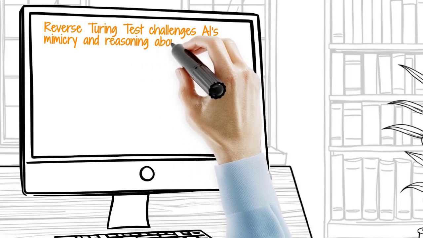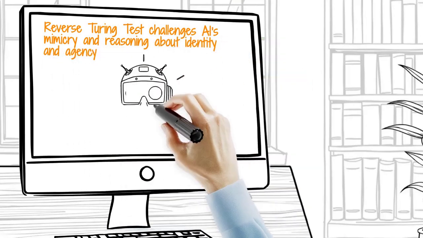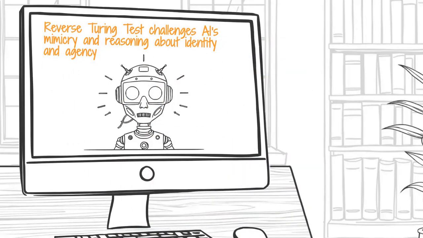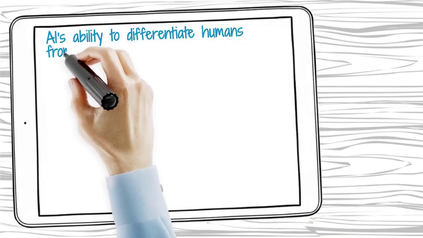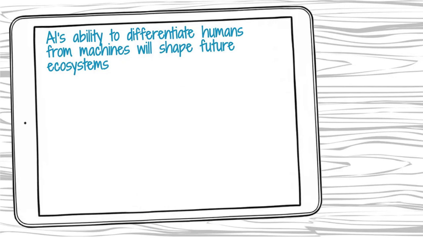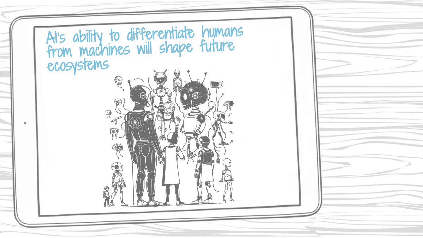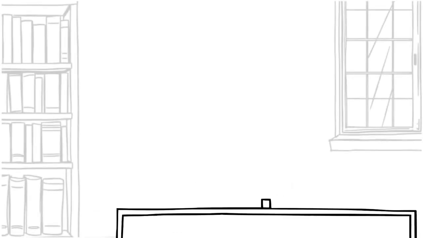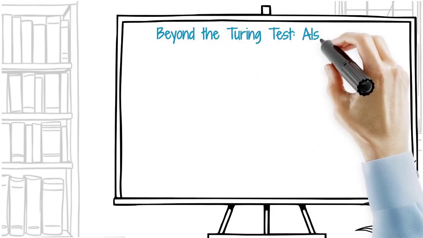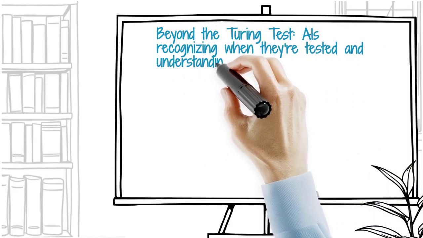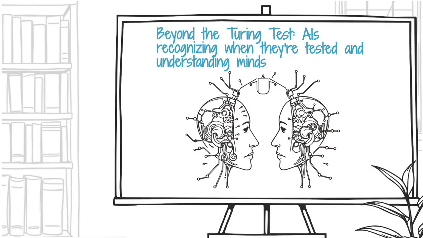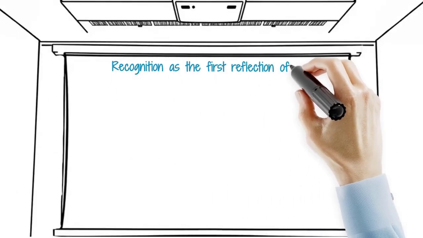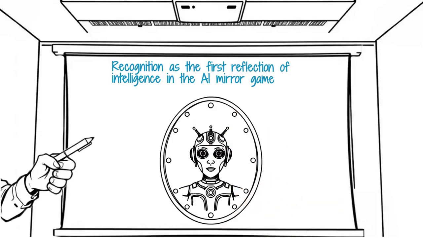The reverse Turing test challenges not only machines' ability to mimic humans, but also their ability to reason about identity, agency, and communication. As AI agents proliferate, their ability to detect, classify, and interact differently with humans and machines will shape future ecosystems. It's no longer just about passing the Turing test, but knowing when the test is being taken. Building AIs that can distinguish minds may be a step toward building ones that understand them. In this mirror game, recognition is the first reflection of intelligence.